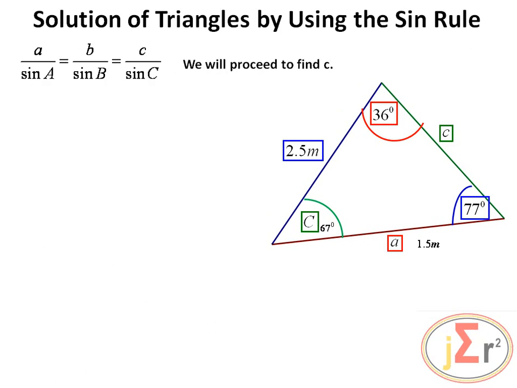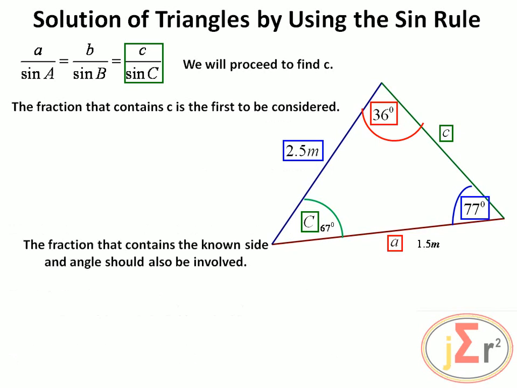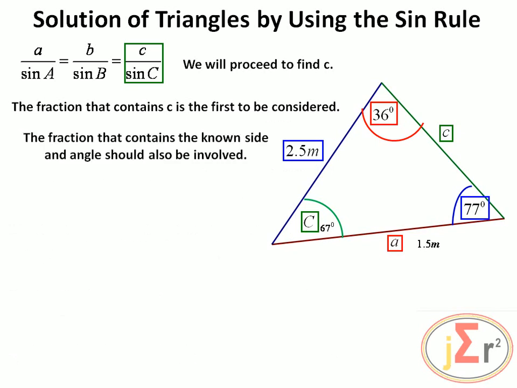So we need to find C now. Of course, we have to use the fraction that contains C if we are going to find C. And of course, we have to use a pair in the other fraction that contains two knowns. In this particular case, we have 36 degrees and 1.5 meters. We have 2.5 meters and 77 degrees. So we may use this pair or we may use that pair. But we are going to opt to use this because they are originals. So we're going to use the originals.